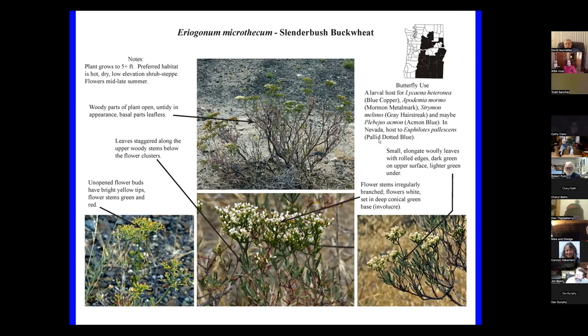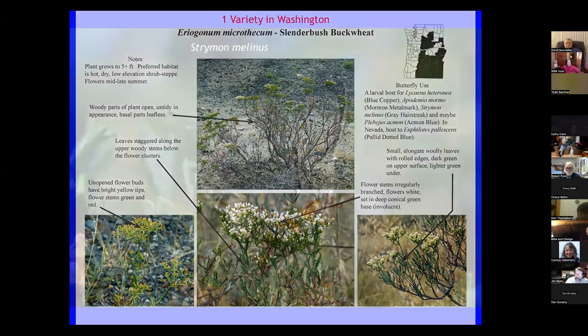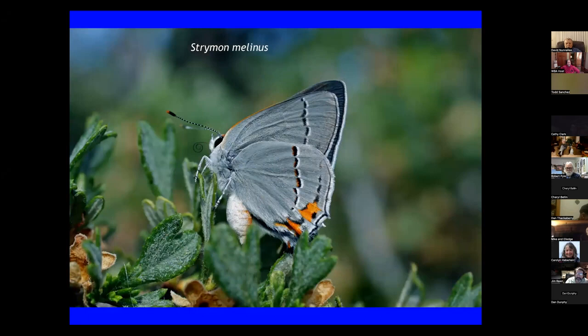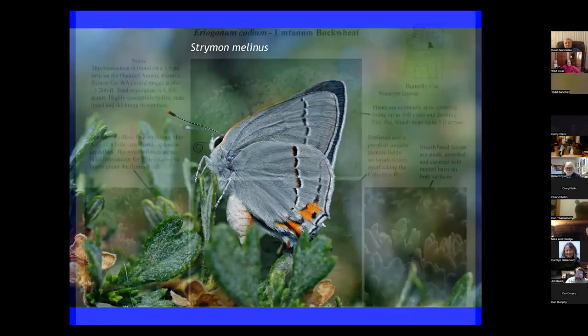And in Nevada, they host a completely different Euphilotes that we don't have. Euphilotes pallescens, the pallid dotted blue. But there may be more butterflies that use this plant, but it blooms very late in the season, so it's not really available for the life histories of some of our butterflies. It too was still blooming over by Vantage just a couple of weeks ago, so it blooms late in the season. One variety in Washington, again, Strymon melinus, the gray hairstreak, is the only one that I've definitely associated with it.